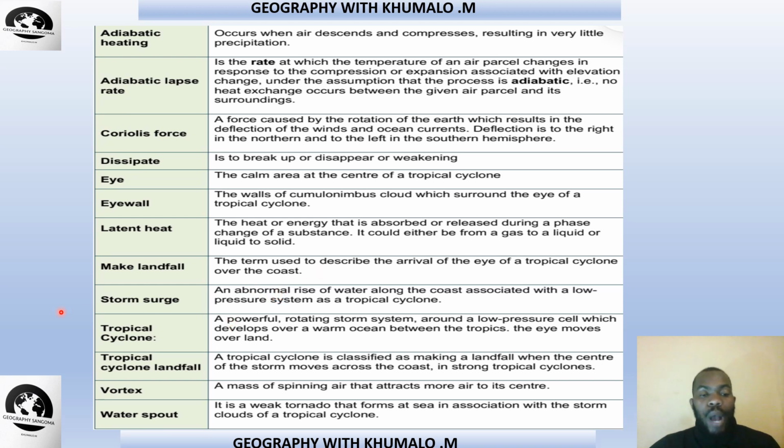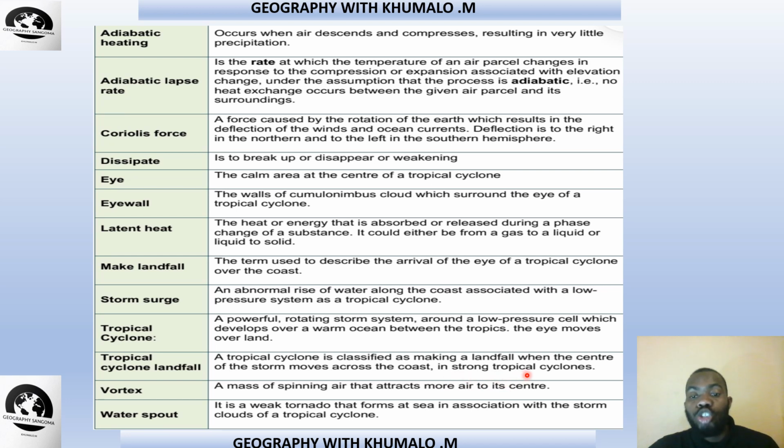Now we look at the concept of storm surge. It's an abnormal rise of water along the coast associated with a low pressure system such as a tropical cyclone. Then we look at the concept of tropical cyclone, which is a powerful rotating storm system around a low pressure cell which develops over a warm ocean between the tropics. Tropical cyclone landfall: a tropical cyclone is classified as making landfall when the center of the storm moves across the coast.